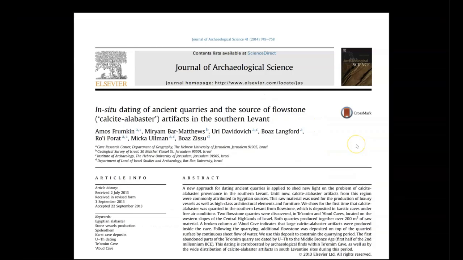And as always, I like to show research showing that the stone can be sourced in the geographical region that we now know as Egypt to prove that they were quarrying this material for use in the masonry of these structures. And here is a paper discussing the calcite alabaster quarries in the 15th and 16th Upper Egyptian gnomes. And a second, very interesting article here, in situ dating of ancient quarries, the source of flowstone, quote, calcite alabaster artifacts in the southern Levant.